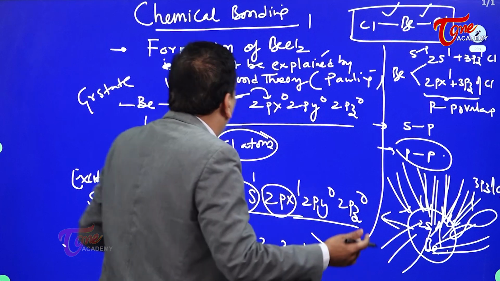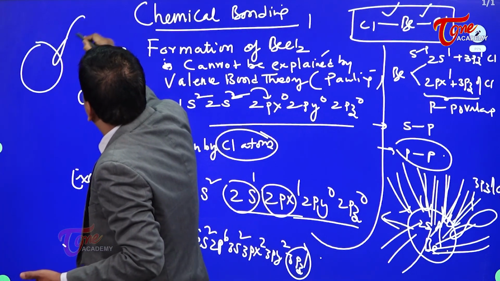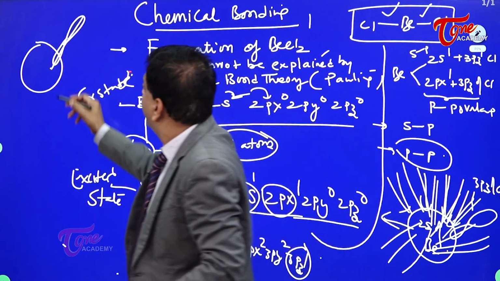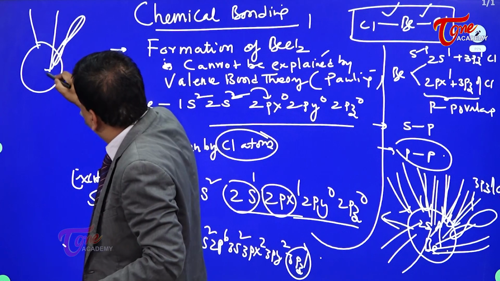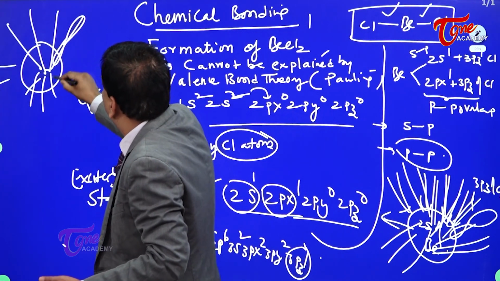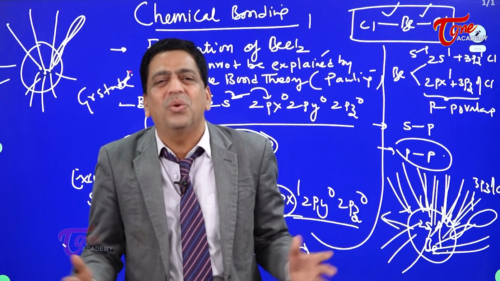Where? How? This is the s. This is the p. Is there anything fixed for you? This way? This way? Which way? So the direction of p onto s is absolutely not fixed.